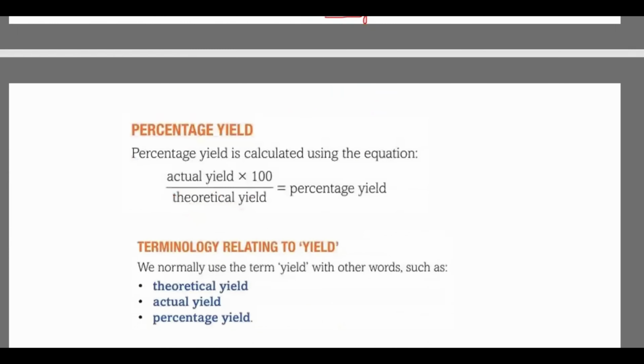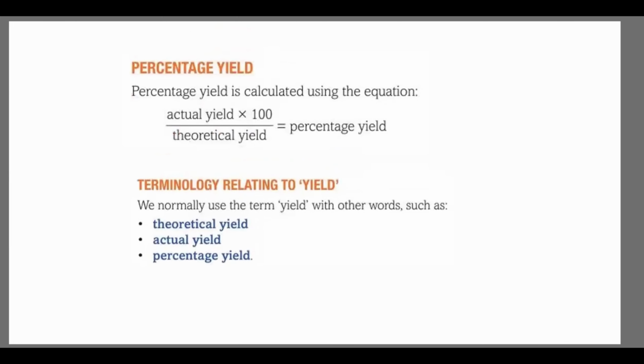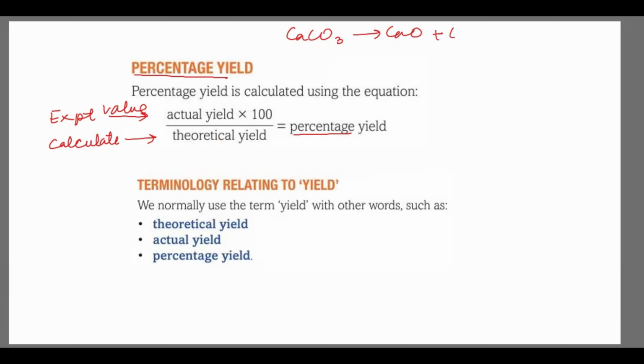To calculate the percentage yield, I have a formula: the actual yield, which I'm getting through an experiment, industrially or practically, that is the experimental value, divided by the theoretical value which I have calculated on a piece of paper. When I divide both of them and multiply by 100, because I'm taking out the percentage, I'll get the percentage yield. Like the example I gave you, I'm preparing calcium oxide from calcium carbonate, and I'm getting carbon dioxide.